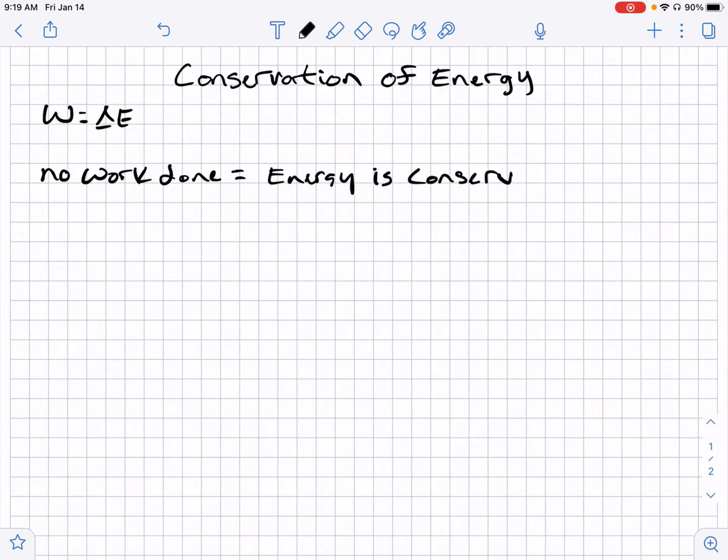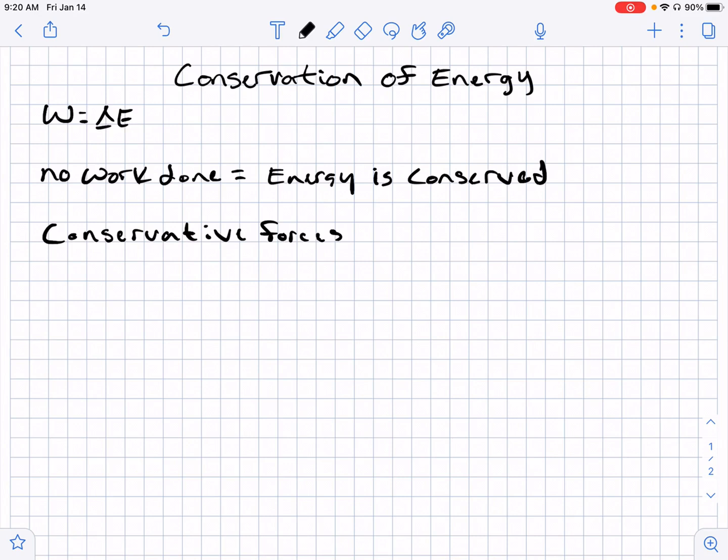And remember that word conserved just means that it stays the same. Kind of like in our conservation of momentum, the total momentum stayed the same. With energy, if energy is conserved, then the total energy of the system will remain the same. And in terms of forces, if a system has only what we call conservative forces, then the total energy is going to be conserved.